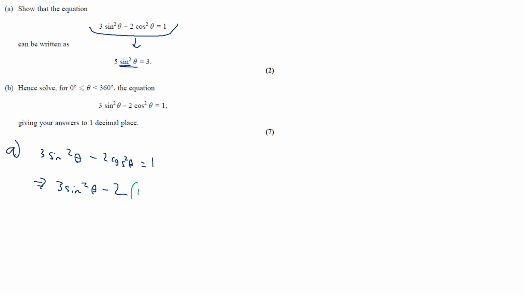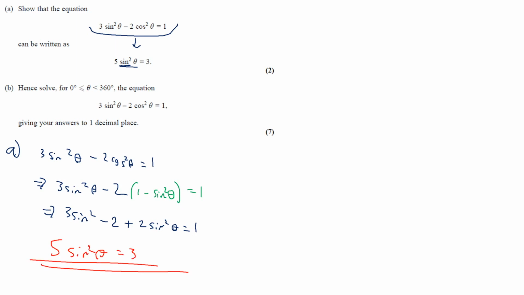1 minus sine squared theta, excuse me, and that's equal to 1. What we can do now is expand the brackets. So we're left with 3 sine squared theta minus 2 plus 2 sine squared theta, which is equal to 1. And then we can simplify it to 5 sine squared theta is equal to 3.